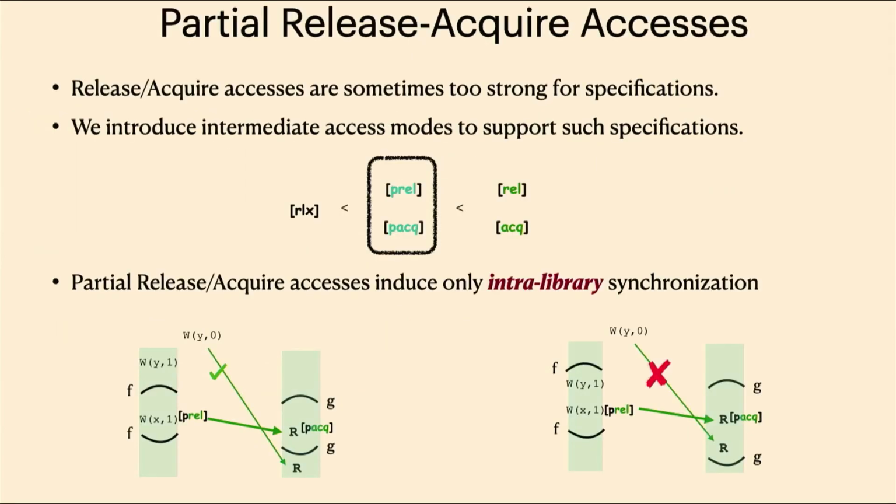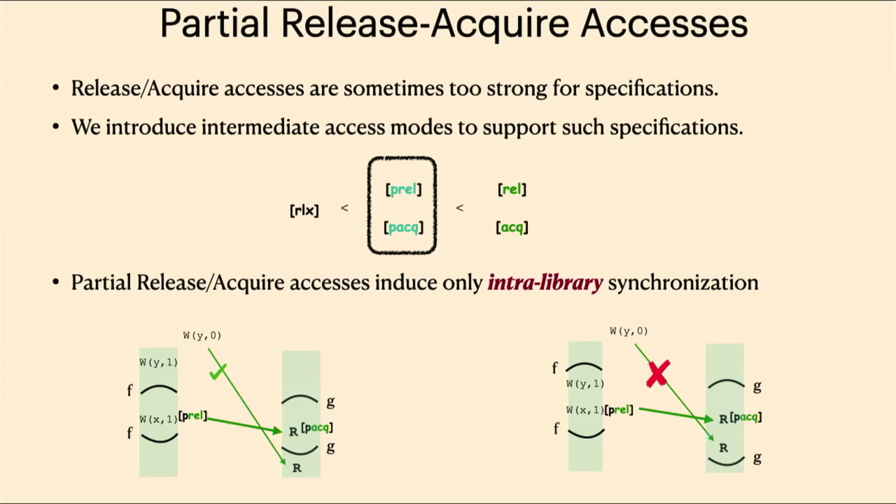So while working on the release acquire model, we realized that release acquire accesses are sometimes too strong for a specification, and we introduced an intermediate access mode which we call partial release acquire. I will not go again into the detail, but with a simple picture, I can show you the difference. What this partial release acquire does is that if, let's say, you have a partial release acquire pair like this inside the library, it will only induce synchronization for the library and not for the client.